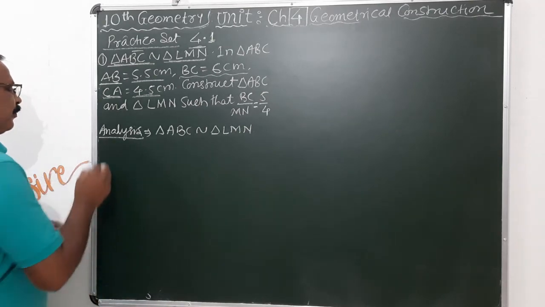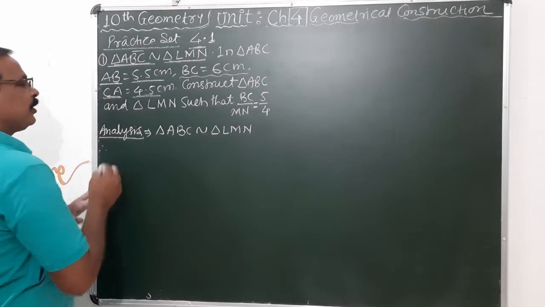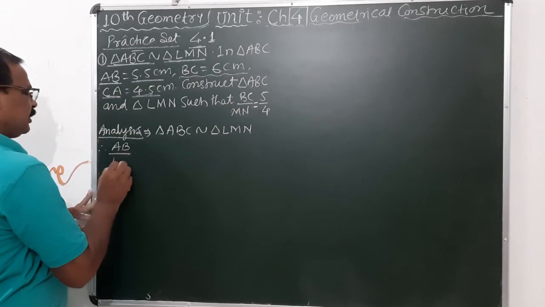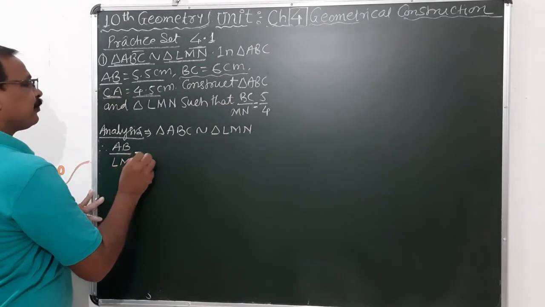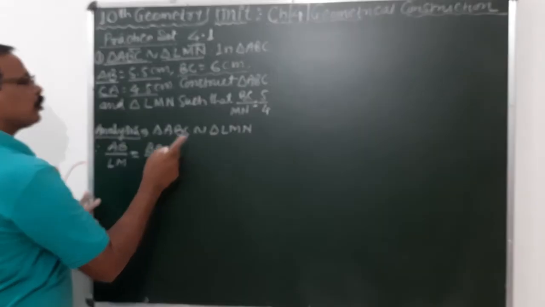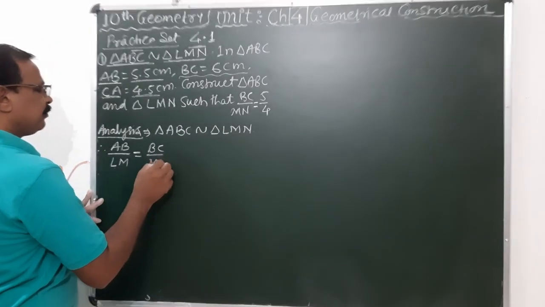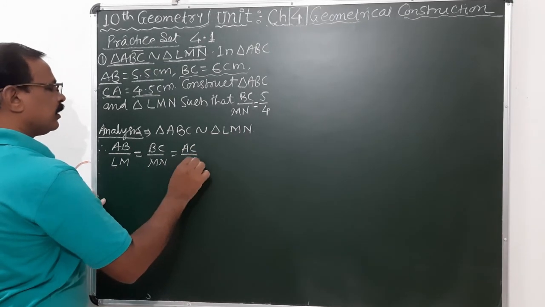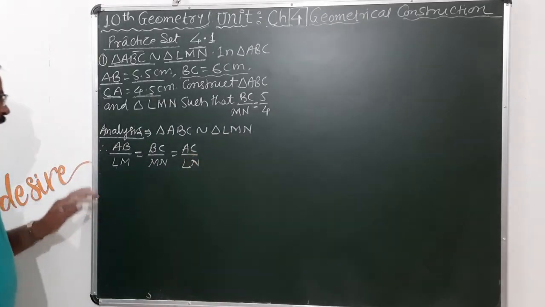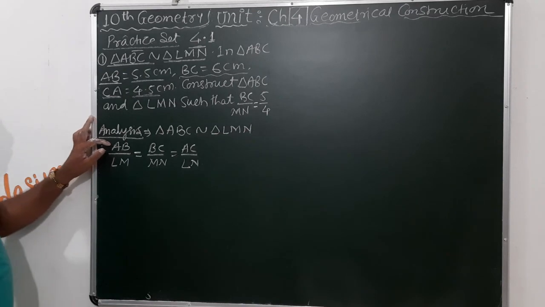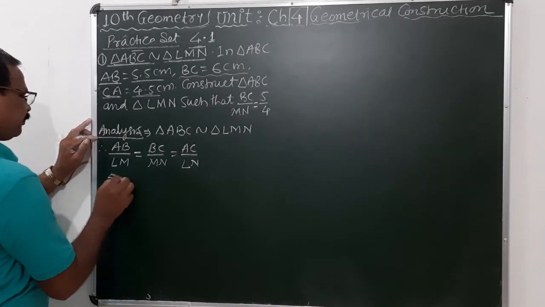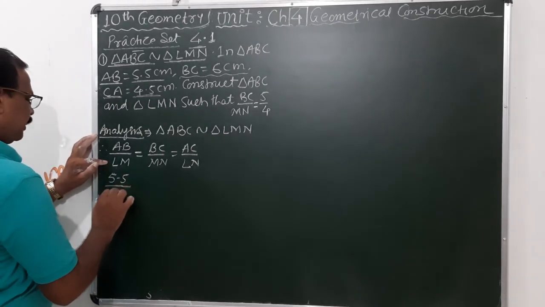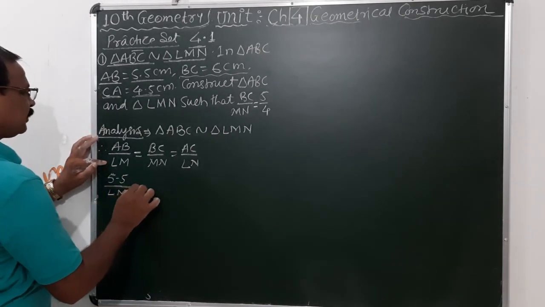Okay, therefore by definition we can say that the corresponding sides must be in proportion. BC must be proportional with MN, AC must be proportional with LN. Now the value of AB is given as 5.5. LM we don't know, so you write it like this.